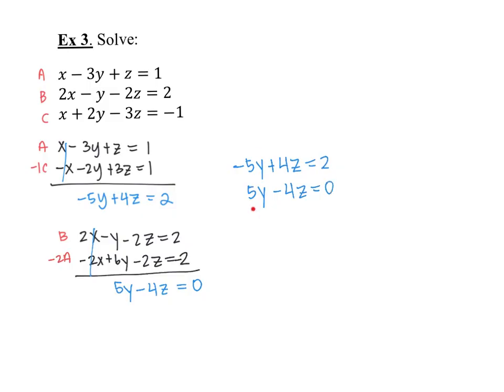Let's see, the y's cancel, the z's cancel, so I actually end up with 0 equals 2, which is a false statement. Because 0 is not equal to 2, this system actually has no solution. It doesn't happen often, but it does happen occasionally.